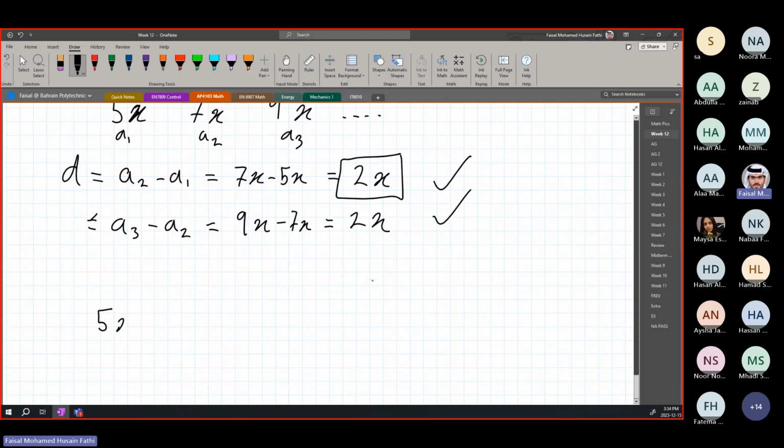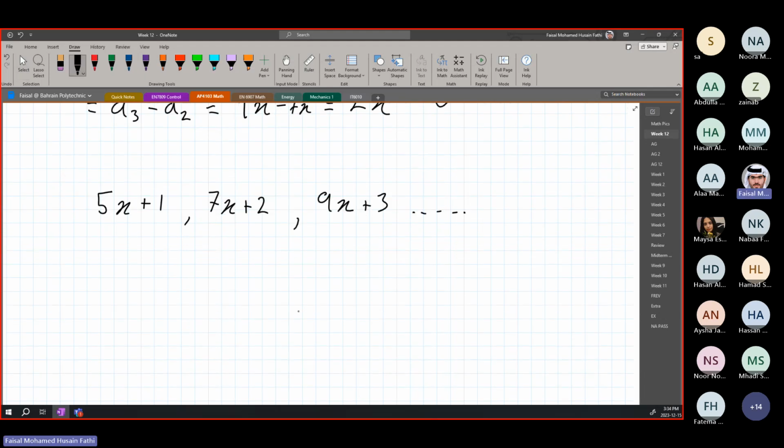I don't think it's going to be this confusing in an exam, but let me do it anyways. Plus 1. This is 7x plus 2. And this is 9x plus 3. All right? This is your sequence. You will do the exact same concept again. You will do 7x plus 2 minus 5x plus 1. Okay? This is going to give you 2x plus 1.